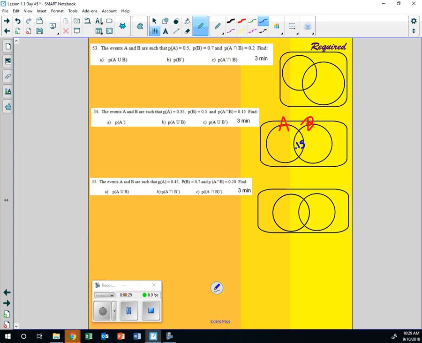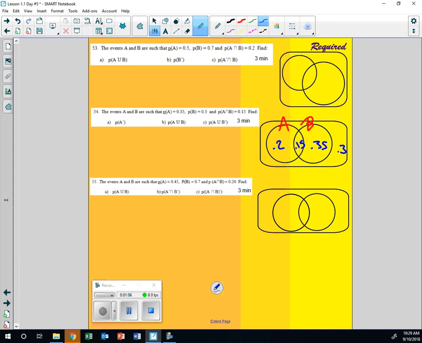Who asked this one? Okay, so then what's left for A: 0.35 minus 0.15 is 0.2, and 0.5 minus 0.15 is 0.35. Don't forget to add these together. 0.5 and 0.2 is 0.7, so this is going to be 0.3 out here. So in all of these, I like to label the circles and then put these probabilities in. What should all of these 4 add up to?